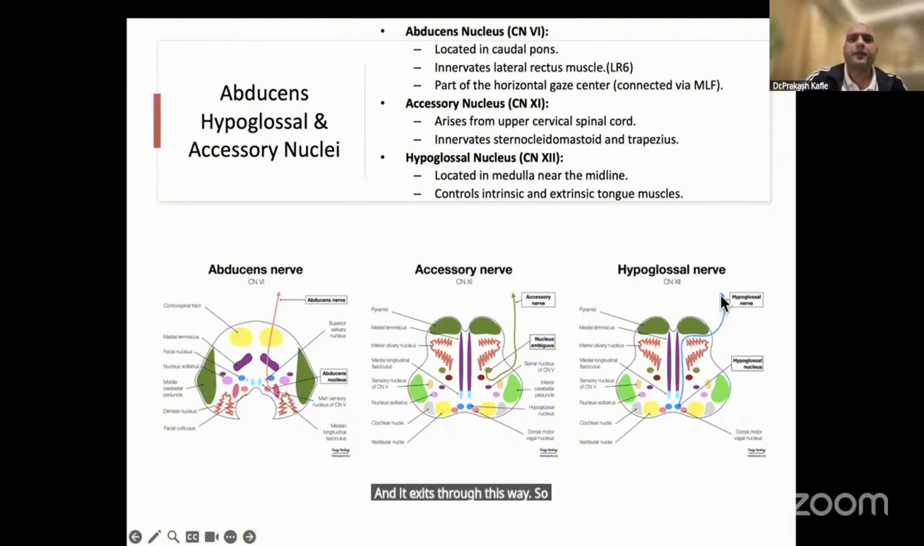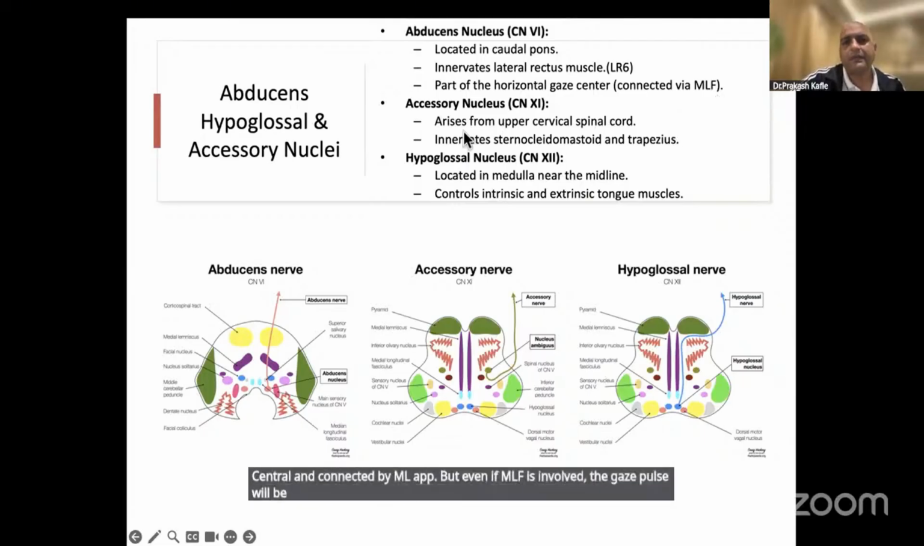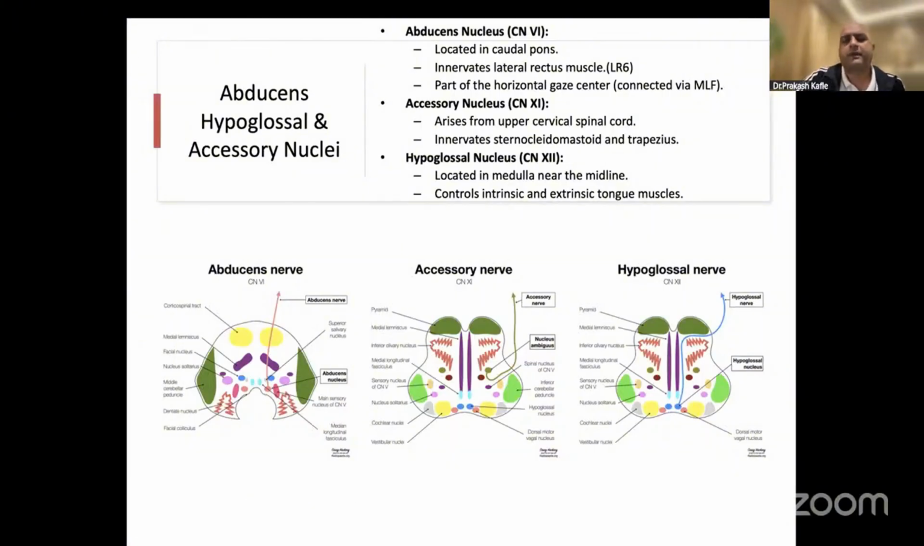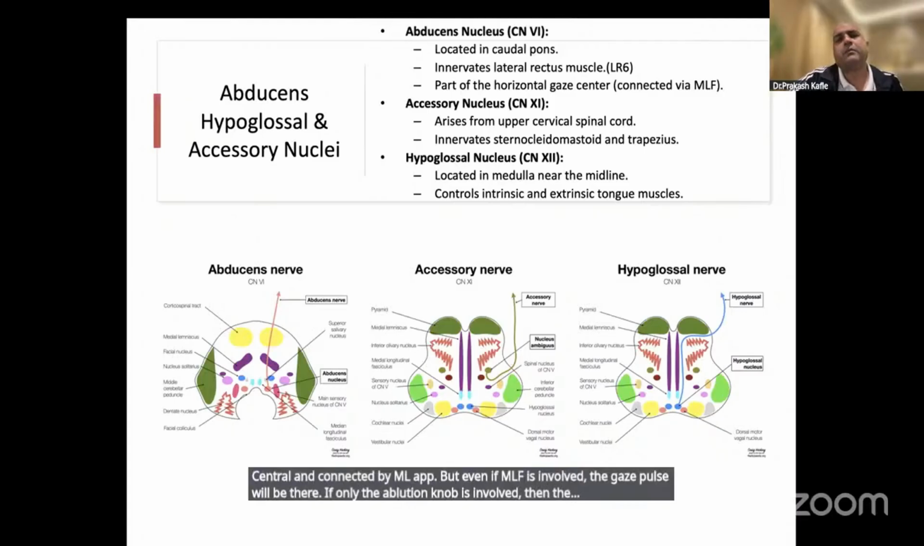The abducens nerve innervates the lateral rectus muscle, and it is a part of horizontal gaze, centrally connected by the MLF. If the MLF is involved, there will be a gaze palsy. If only the abducens nerve is involved, then there will be an issue in these muscles.